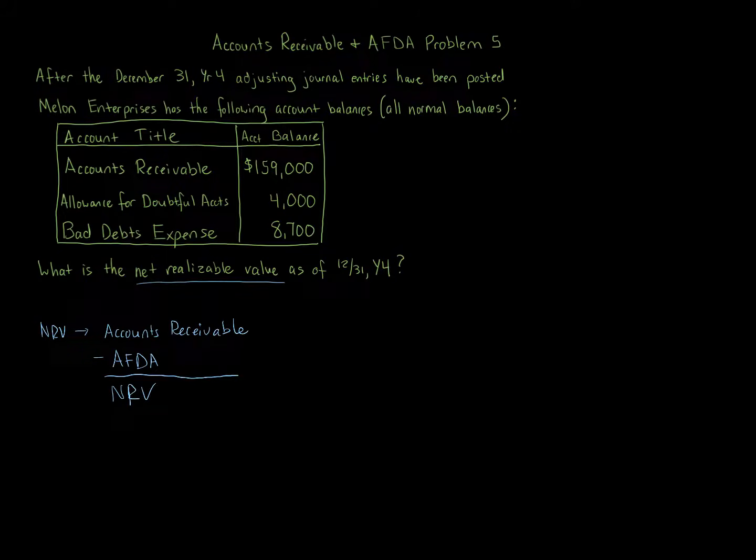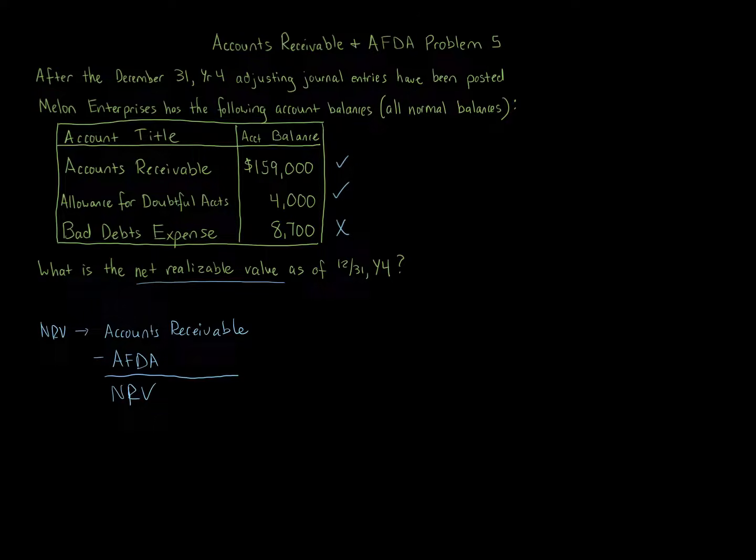Well, we're given some information about after the December 31st Year 4 entry. We've got accounts receivable. We've got allowance for doubtful accounts. Do we need bad debt expense? All we're asked here is just simply to calculate the NRV. Do we need bad debt expense? No, that's not relevant here. Now, if I asked you what would go into the calculation for the estimate for the year, bad debt expense would be something that would be important. But that's not what we're being asked here.